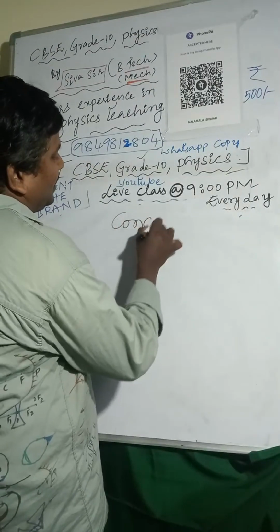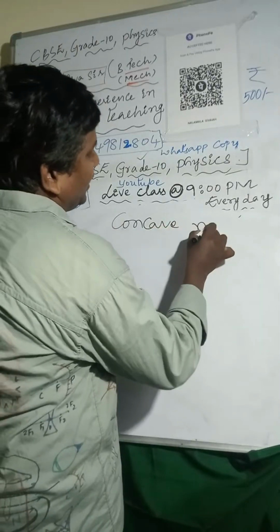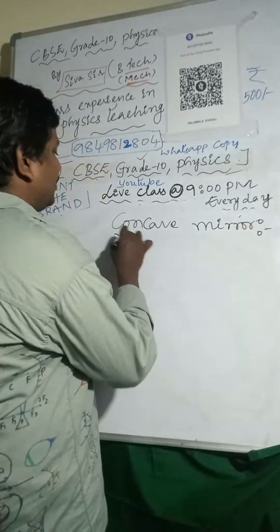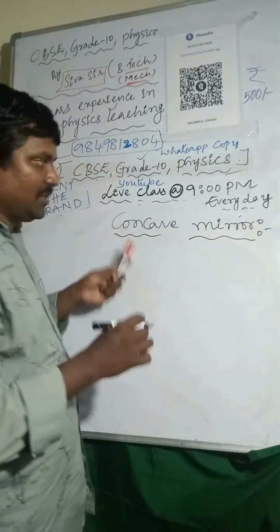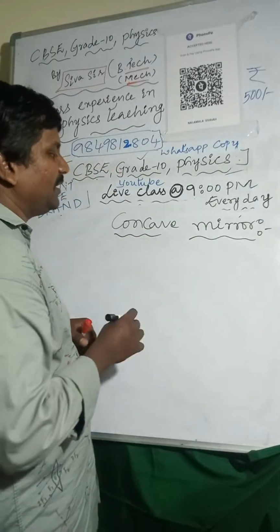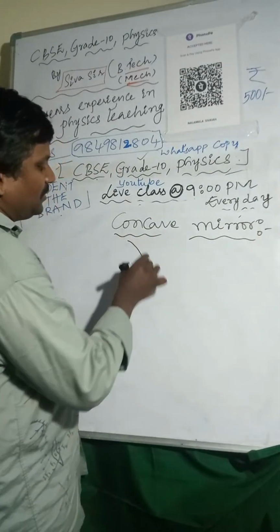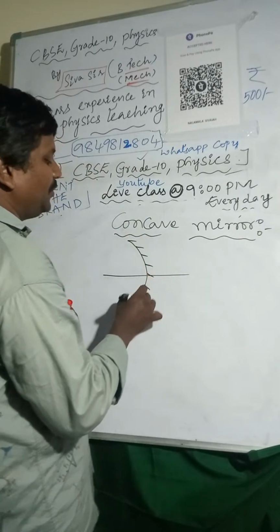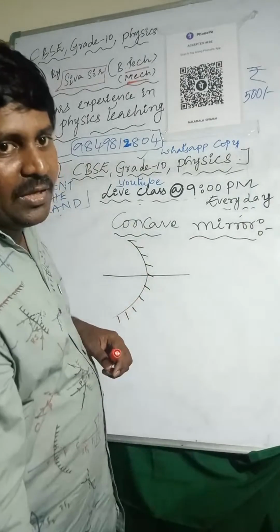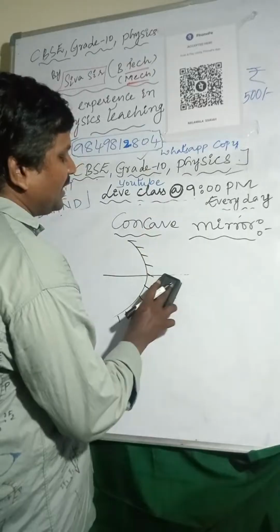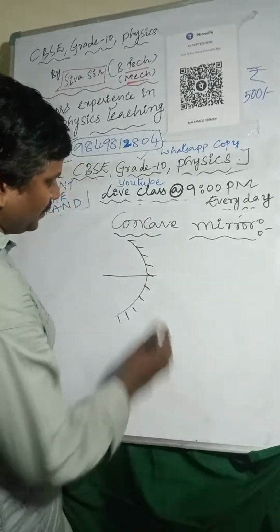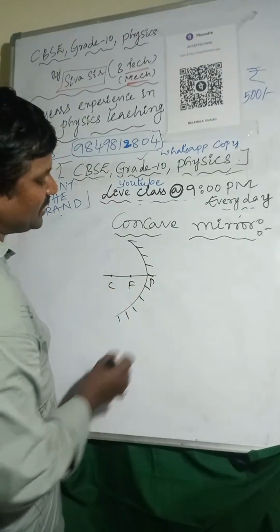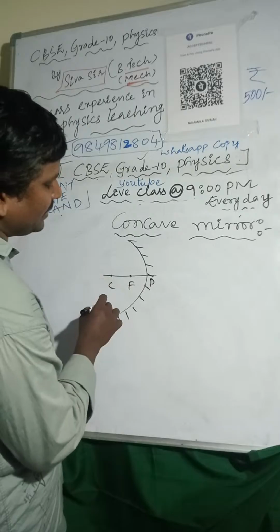Concave mirror. I am taking one concave mirror. Every time you draw a concave mirror, you must place the points. What are those? Pole, focus, center of curvature.